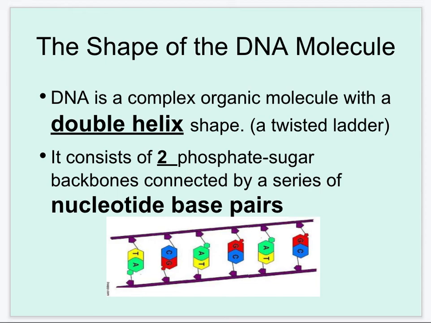It consists of 2 phosphate sugar backbones, so alternating phosphate and sugar. The sugar is deoxyribose, and they are connected by a series of nucleotide base pairs. So here you can see the phosphate sugar backbone makes up like the rails of the ladder, and then the steps of the ladder, or the rungs, are the nucleotide base pairs.